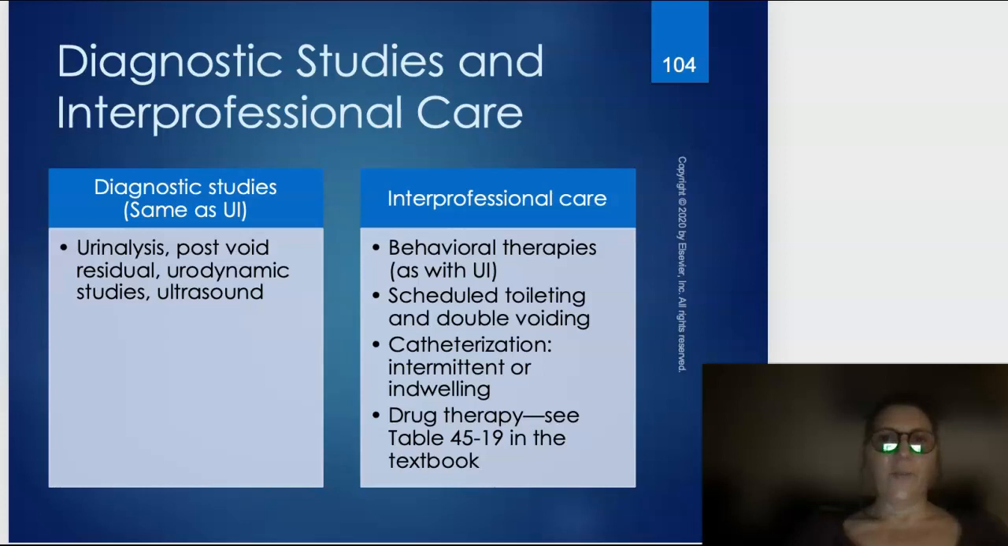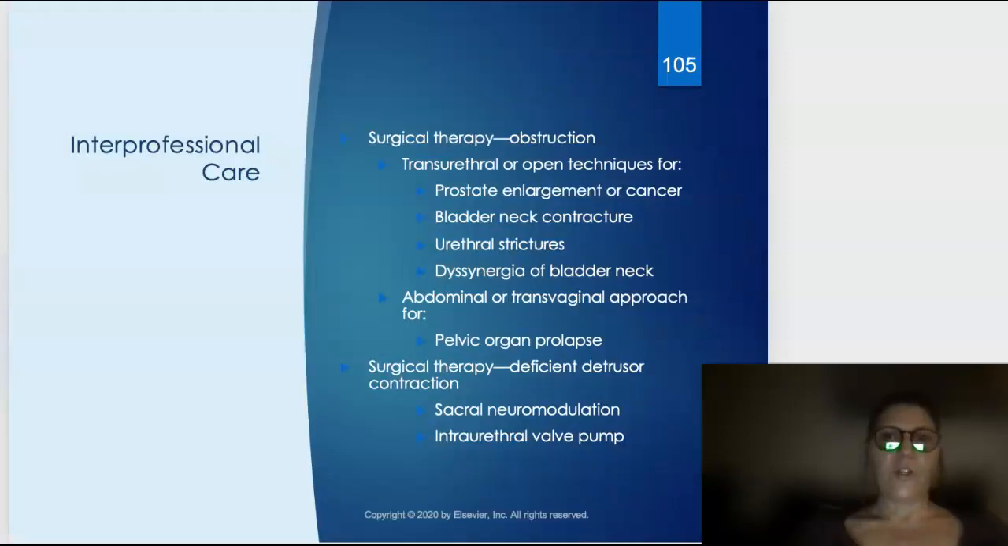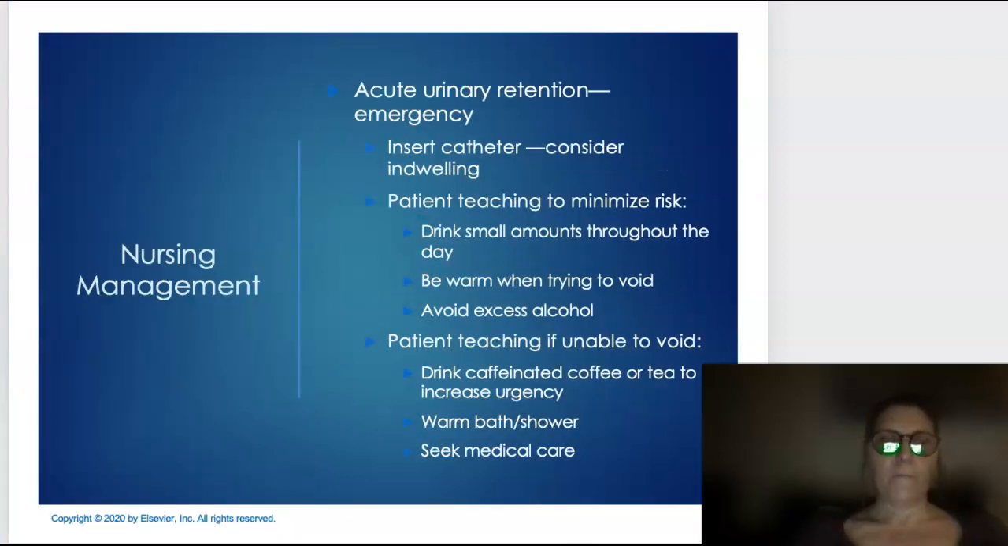Interprofessional care: we're going to do behavioral therapies, scheduled toileting, catheterization, either intermittent or indwelling, and drug therapy. For surgery, they might need a transurethral or open technique for a prostate enlargement, bladder neck contracture, urethral strictures, or a bladder neck problem. They might have pelvic organ prolapse. For surgical therapy, they might have a sacral neuromodulation or intraurethral valvular pump.